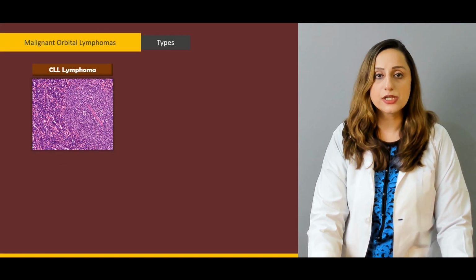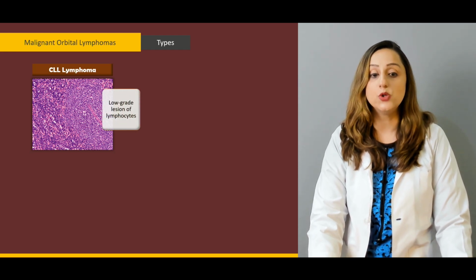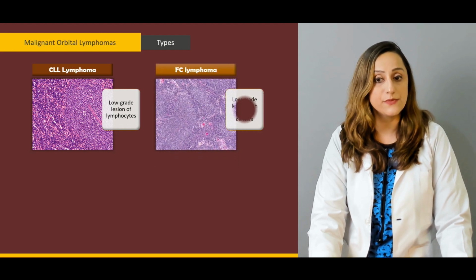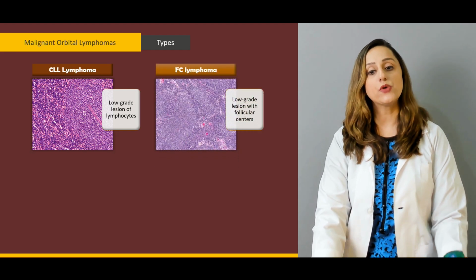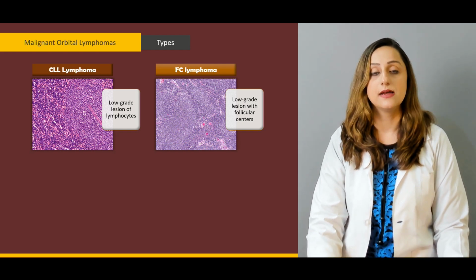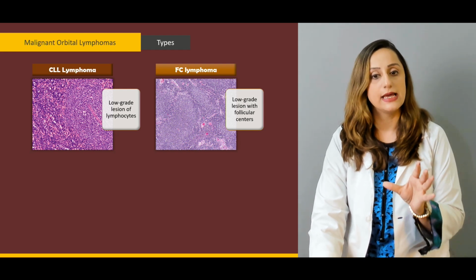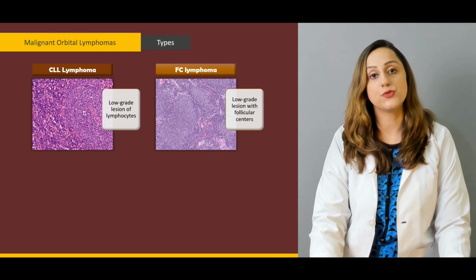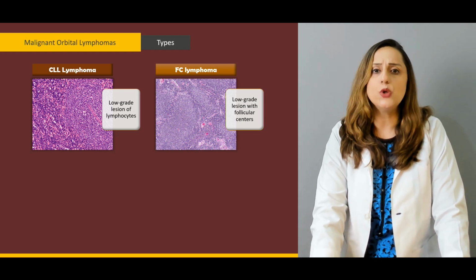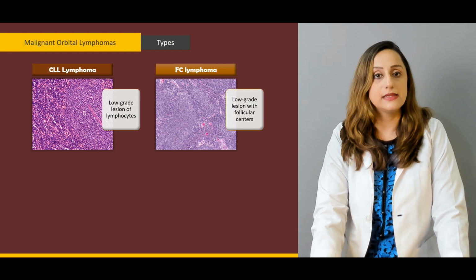The types would include CLL lymphomas, and that is basically a low-grade lesion of lymphocytes. We have the FC lymphomas, that is the low-grade lesion with the follicular centers. Again, histological features are very important. When you see these rounded follicular structures, that would basically be regarded as an FC lymphoma. Or on the other hand, if there is a low-grade differentiation, that would be regarded as the CLL lymphomas in these individuals.